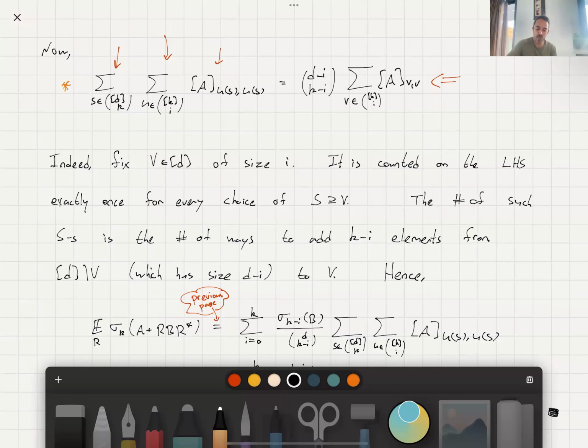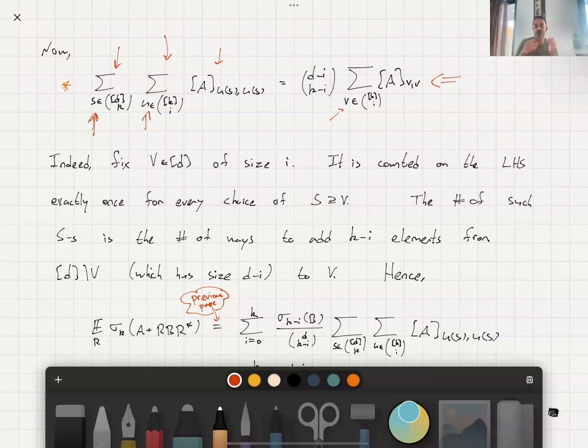And indeed, if you fix a set V here, and you ask how many times in the sum it is counted, it is counted exactly one time for every S that contains V. So if S contains V, then there is exactly one choice of U such that the couple S, U will produce V. And if S doesn't contain V, then no subset of it of size i will give you back V. So you count V exactly once for every set S that contains V.